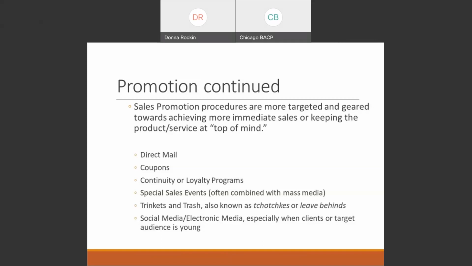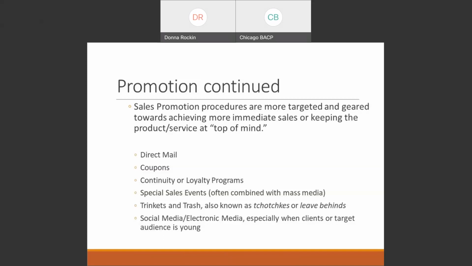And there's social media, electronic media, and that's especially when clients or the target audience is young. The age group is getting older and older for buying online, but usually older people are looking for reviews of products, looking at Wirecutter or Consumer Reports or other things, versus just seeing ads to buy.